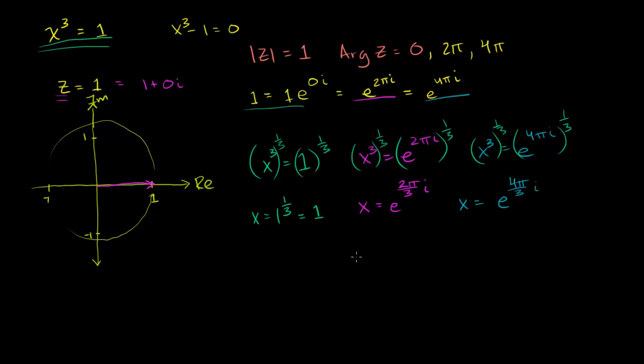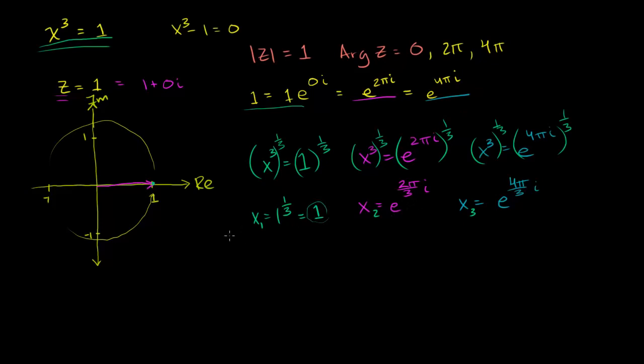So let's think about this for a little bit. What is the argument here? These are three different roots. Let me call them x1, x2, and x3. So these are three different numbers. One of the roots is 1. That's pretty clear over here. 1 is one of the cube roots of itself. But these others are going to be complex numbers.